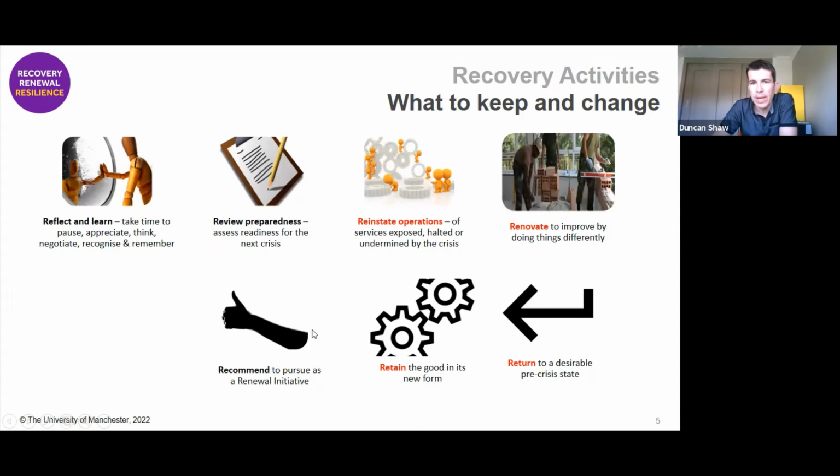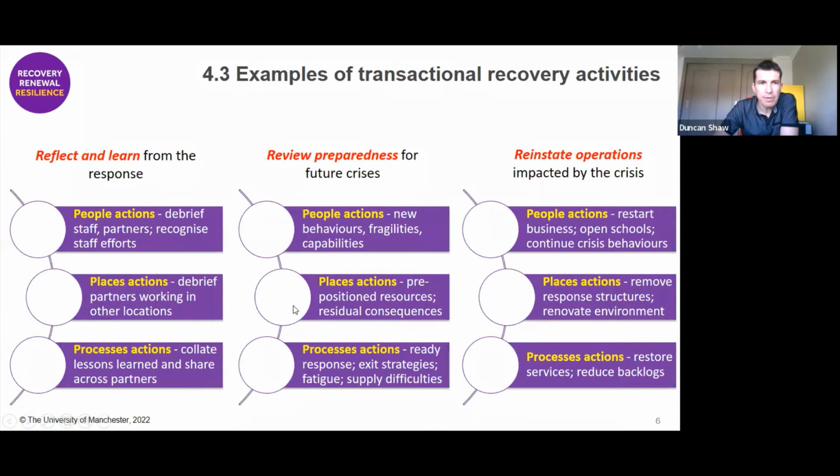So this is just one way in which you can start identifying different recovery activities, but there are other ways, and I'm not going to go through this in great detail, but you can reflect and learn, review preparedness, reinstate operations, going across the top of this diagram in the way that I've just described. But here, thinking about it in terms of, well, what actions affect people, what affect the places in which we live and work and enjoy, and what are the processes that we want to change, and thinking through actions in quite a different way to the previous slide.